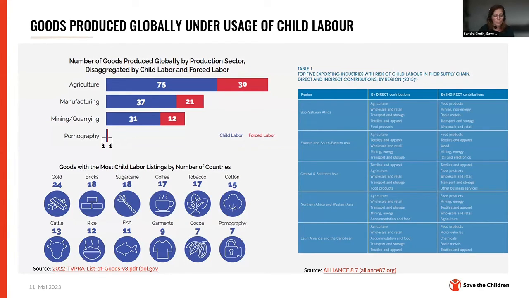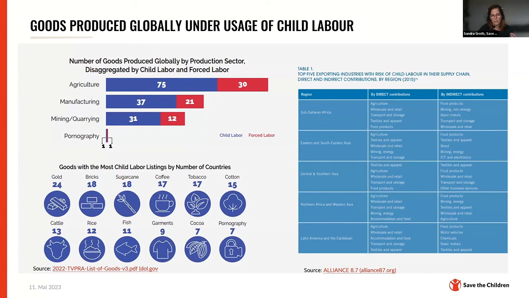For example, coffee. According to the US Department, coffee sourced from 17 different countries can be considered to be harvested under the usage of child labor. Same with tobacco, cotton, gold, garments, cocoa. So it's not an individual singular problem, but a widespread systemic challenge that we are facing. Across different regions, across different sectors, many companies directly or indirectly contribute to the challenge of child labor.